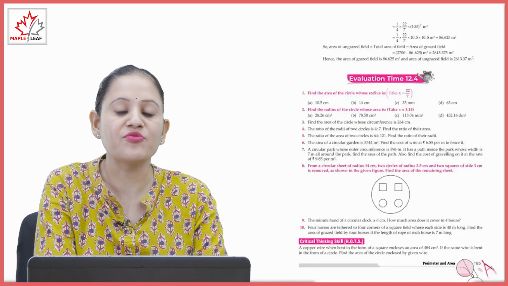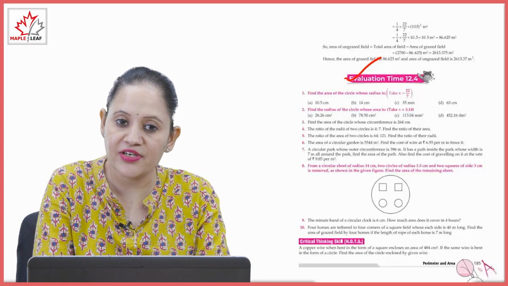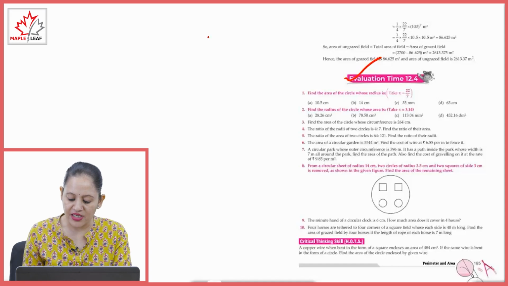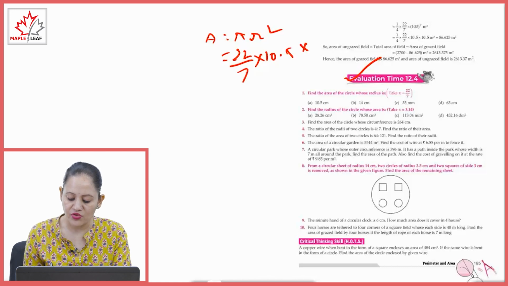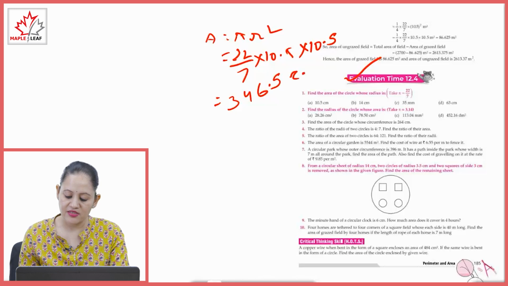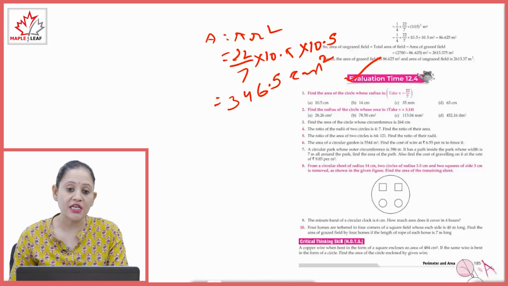Next is exercise 12.4. Find the area of the circle whose radius is given. Pi we will take as 22 upon 7. So area equals to pi r square. That is equals to 22 upon 7 into 10.5 into 10.5. So that is equals to 346.5 centimeter square.